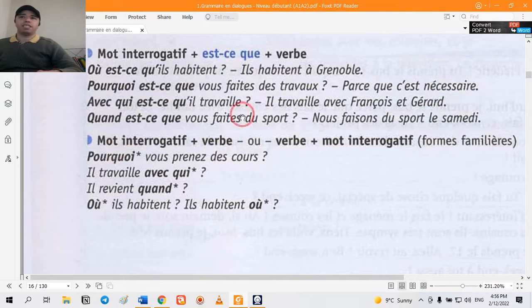Here, mot interrogatif plus verbe ou verbe plus mot interrogatif, forme familière. It means that this is the type with intonation, the first type of questioning. You can put your question word at the beginning of the sentence, or you can change the place or put it at the end. So this is a familiar form, la forme familière.